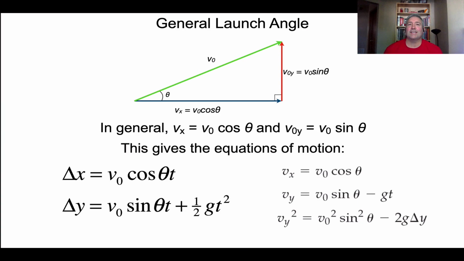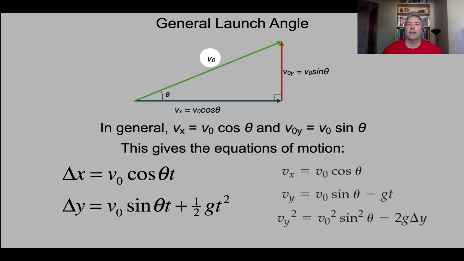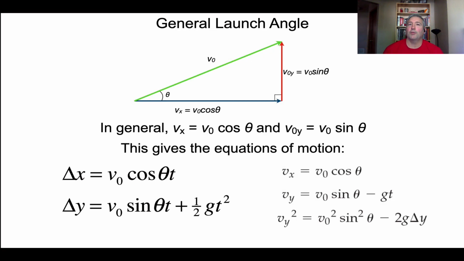So if we look at this right triangle, it represents the velocity vectors. The green vector is the velocity that the projectile is launched at. The blue vector is the horizontal component of that velocity, and the red vector is the vertical component of that velocity. Now remember, the vertical component of velocity changes due to gravity. The horizontal one does not.